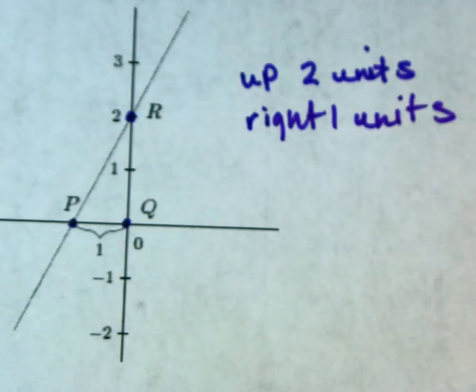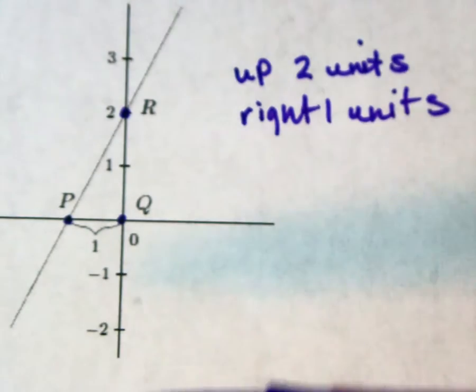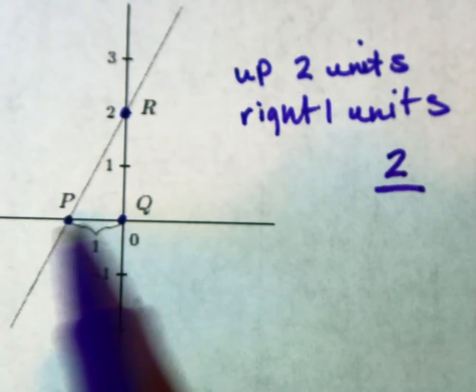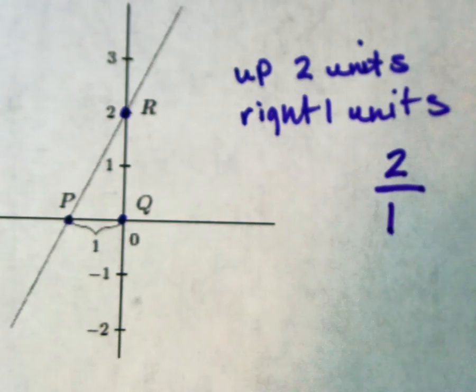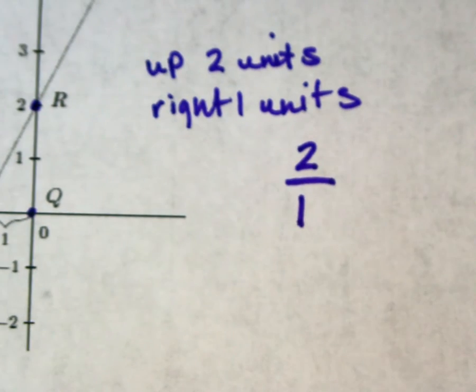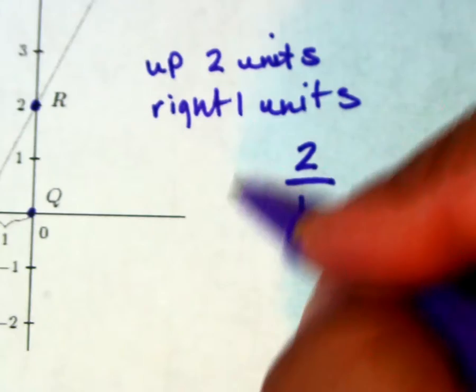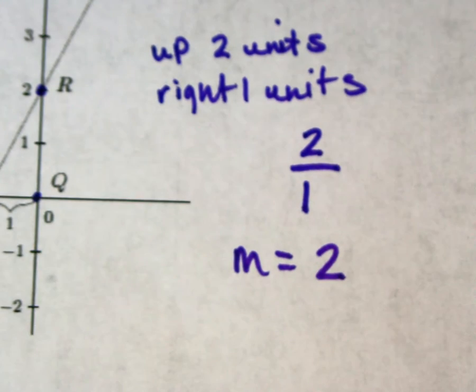Okay, like the previous examples, I want to take my change in y, my up, and put that over my change in x, my left or right, 1, which is going to leave my slope to be 2. So the slope of this line is 2, or m equals 2. Remember we said in the first lesson that we want to use slope with the variable m.